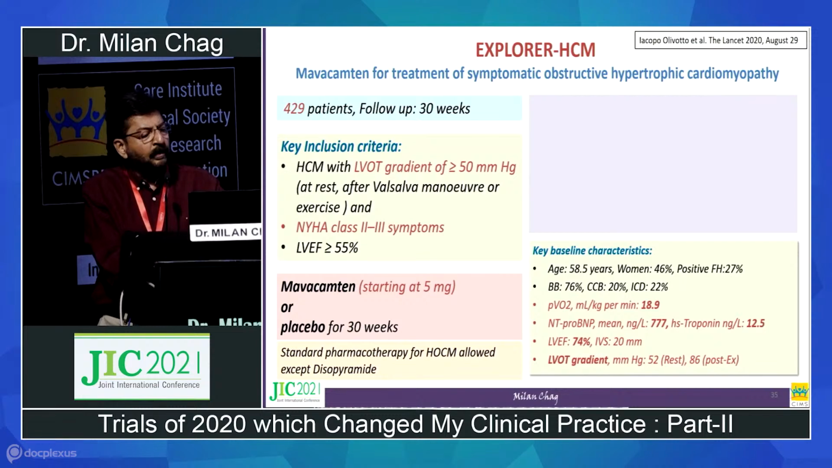So 400 plus patients, the key inclusion criteria were LVOT gradient more than 50 in spite of beta blocker or calcium channel blocker, symptomatic patients NYHA class 2 or 3. The starting dose was 5 milligram, compared with placebo.